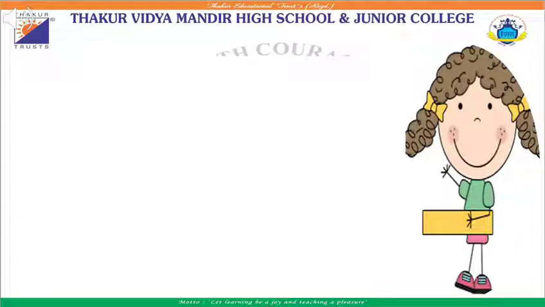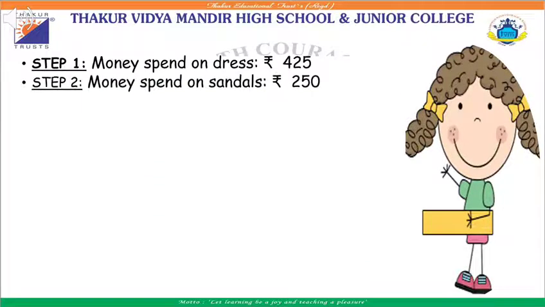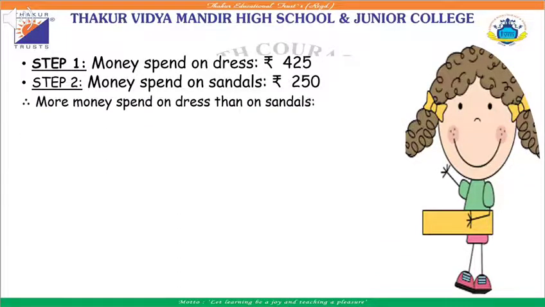Here, money spent on the dress. How much money was spent? Rupees 425. Next step, money spent on sandals. How much money was spent? Rupees 250. Now what are we supposed to find? More money spent on dress than on sandals.